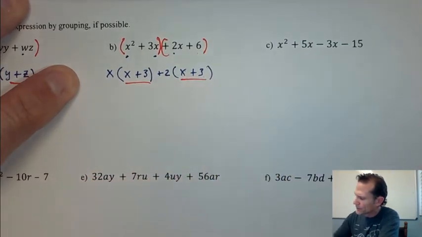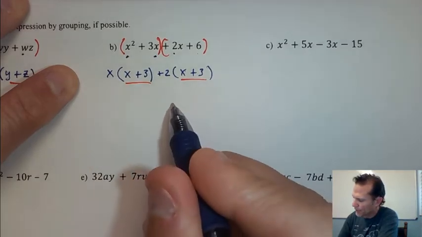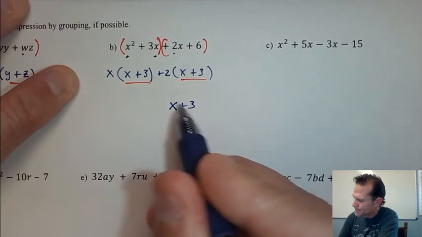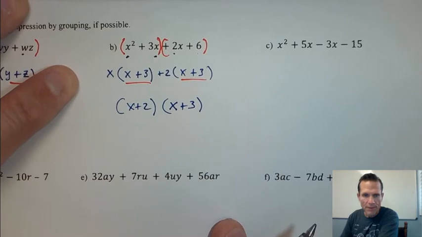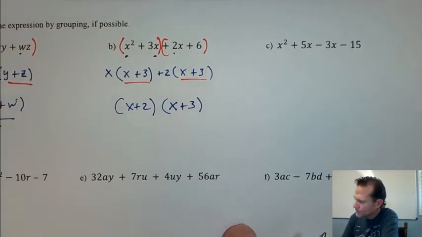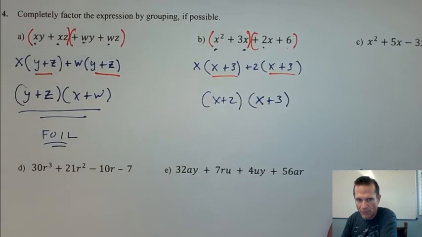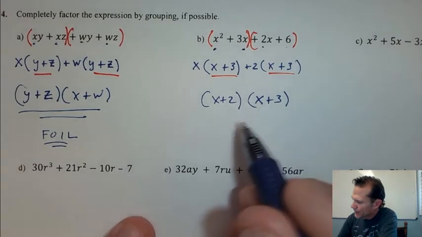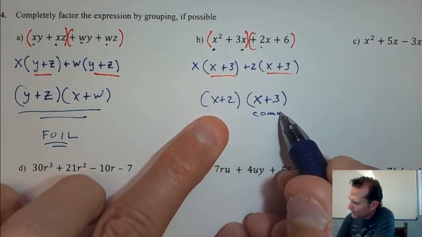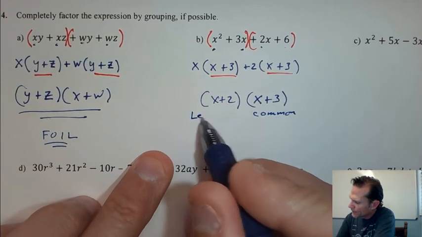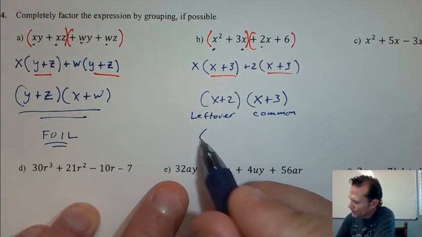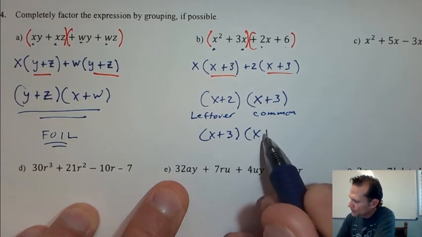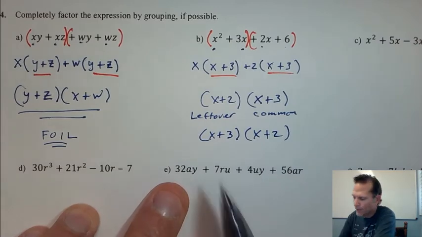Remember what I said earlier, that some students like to put the common binomial at the back side of the problem and put the leftovers at the front of the problem. That works out just fine. Okay. So, in this first one, we pulled the common binomial out front. The second one, we wrote the common binomial at the back. But you have to have the common and then leftover terms, okay? Or vice versa. You could write it as x plus 3, x plus 2. Remember, commutative property, okay?